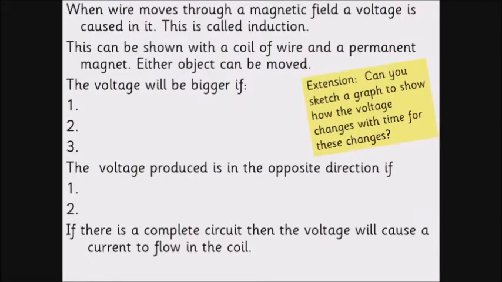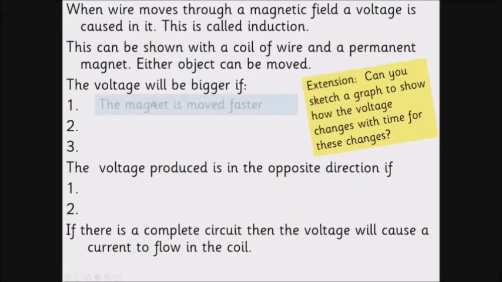Okay, a bit of a summary. When a wire moves through a magnetic field, a voltage is caused in it. This voltage can cause a current if it's a complete circuit, and this is called induction. This can be shown with a coil of wire and a permanent magnet, just like you've seen. Either object can be moved.